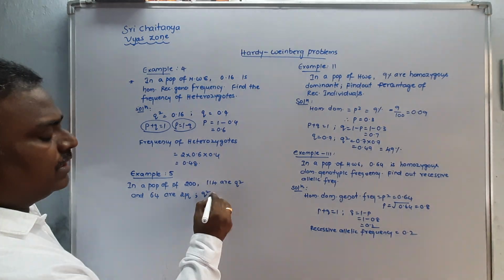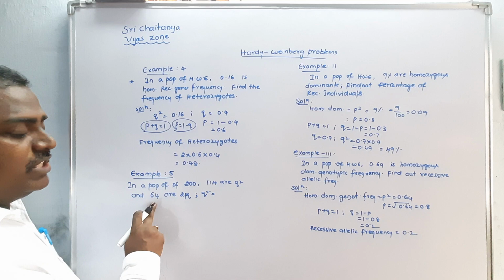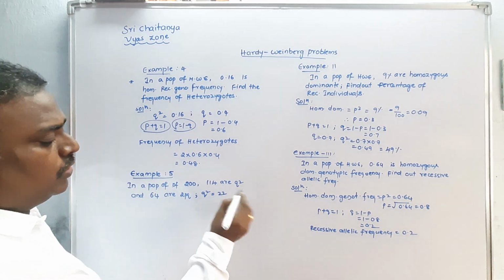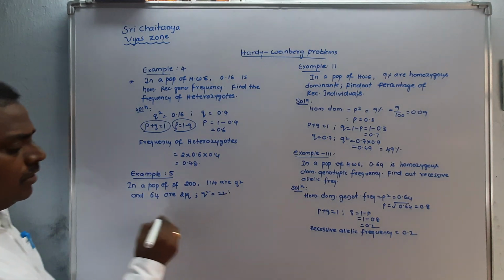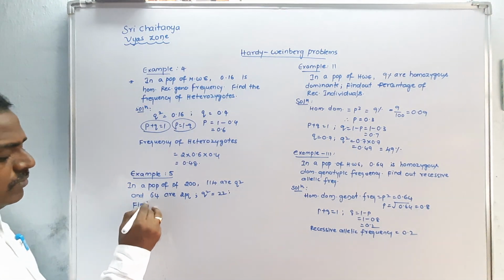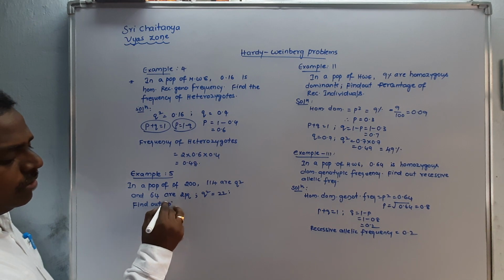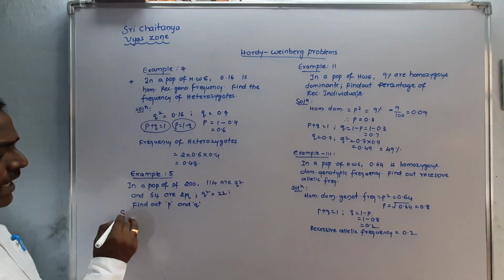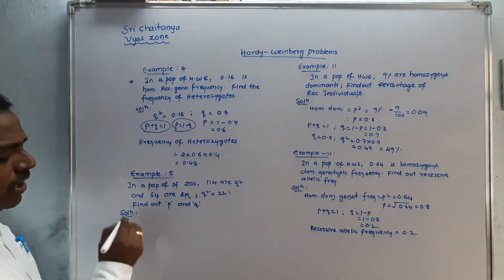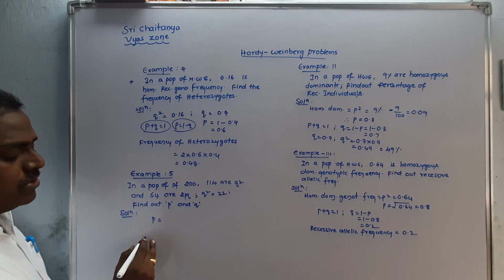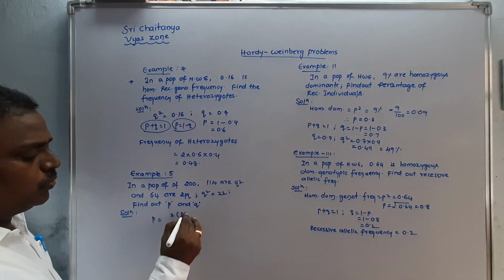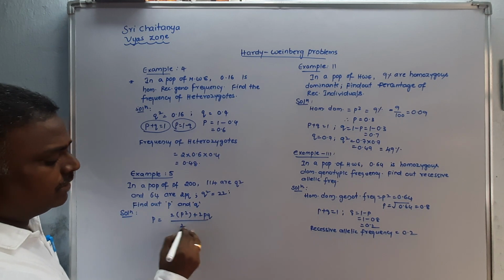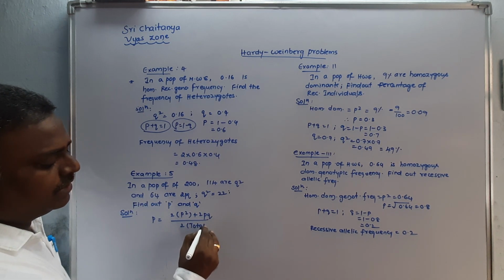whereas Q square is equal to 114 plus 64, how much, Nana? 178, and the remaining 22 are P square. Find out the value of the dominant allelic frequency and the recessive allelic frequency. Whenever they give a question like this, we have a formula. Dominant allelic frequency P is equal to 2 into P square plus 2PQ by 2 into total. We have to use this formula here.